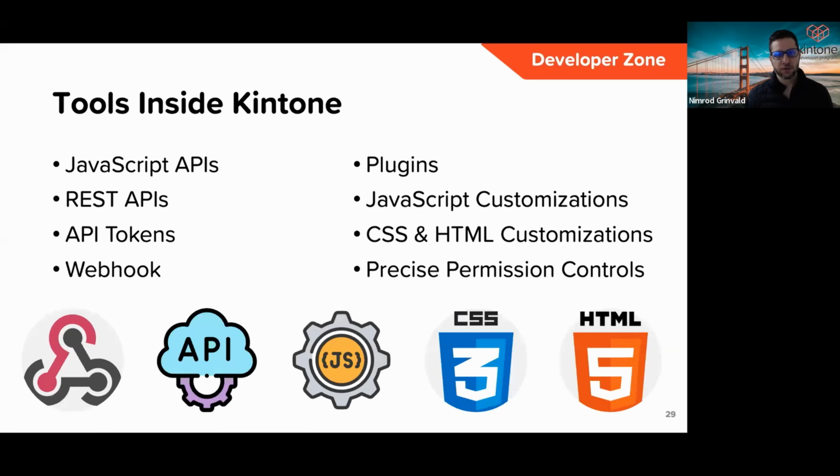Inside of Kintone, you have many tools to help you do this. We've got a JavaScript API, which your client side code can take advantage of. And we've got REST APIs that you can access from other web applications as well, or other scripting that you've got on some other servers. API tokens, webhooks, plugins, JavaScript customizations, CSS and HTML customizations, and precise permission controls. But ultimately, we want to be putting a lot of power in your hands so that you can do the most with what you've got.